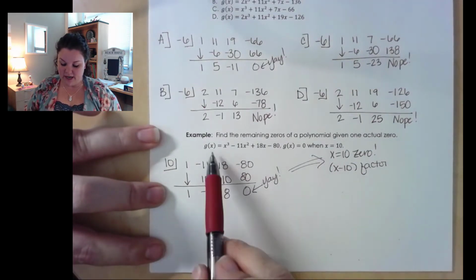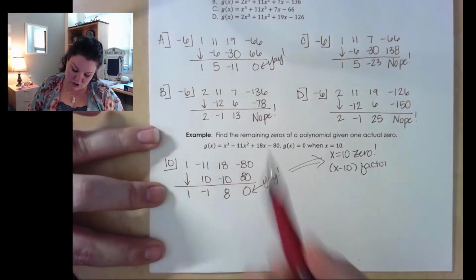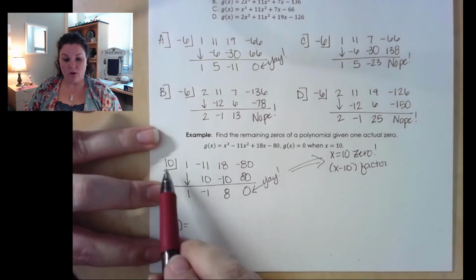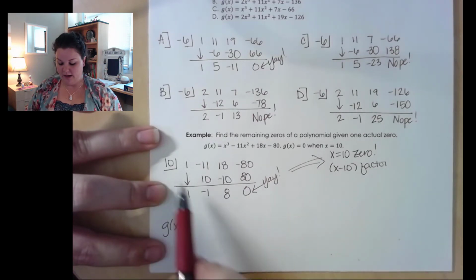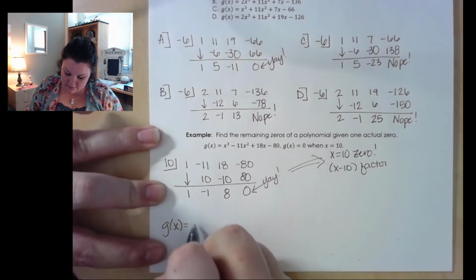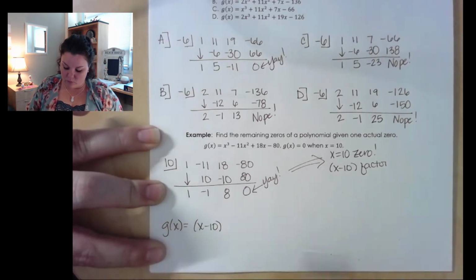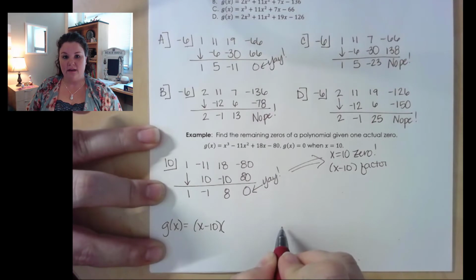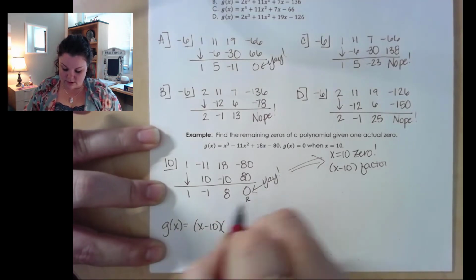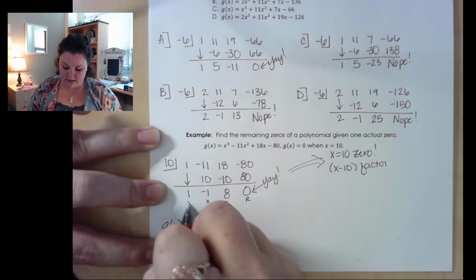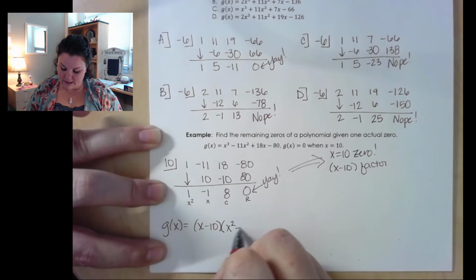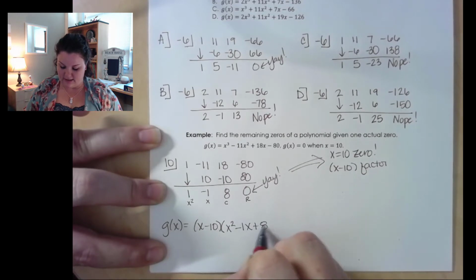But we know the factor now, so I can write this g function in its factored form. The zero that we just took off, leaving us a quotient, produced this factor, x minus 10. My remaining factor I get from the quotient that's left over here. Remember, this is my remainder, this is my constant, this is my x, and this is my x squared. So I'm left with x squared minus 1x plus 8.